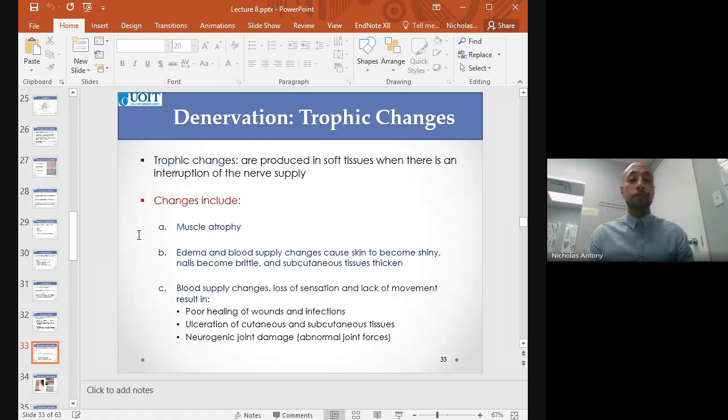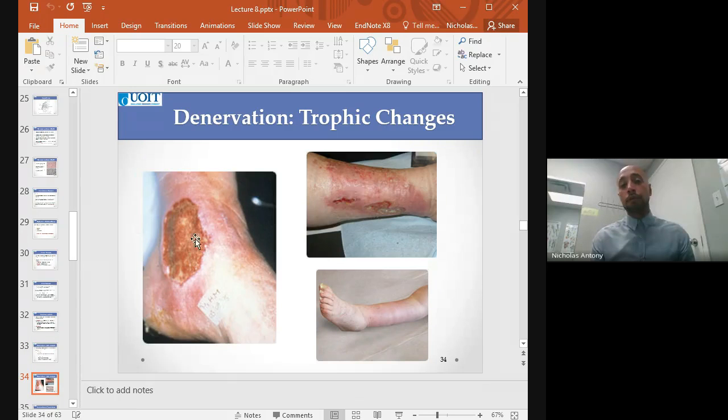So if anyone's squeamish, don't look, but here's an example of ulcers. You can see that the skin is brittle, it's shiny, it's thick, it's swollen, look at how swollen it is. Here's an example of trophic changes. They can't flex the muscle, so it's atrophied. Look at the nails that are all overgrown. It's swollen because there's no autonomic regulation.